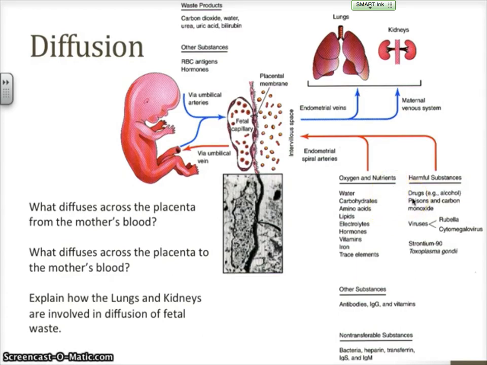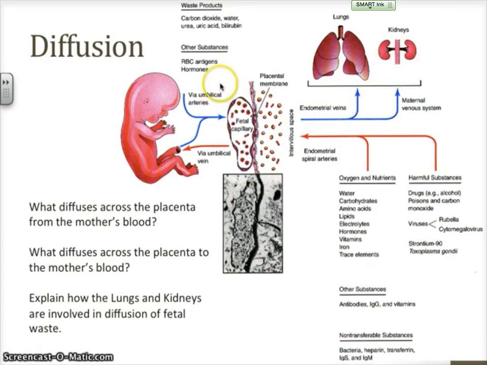Number 2, what diffuses across the placenta to the mother's blood? So what's going from the fetus back to the mother? So let's look at these blue arrows. So they're pointing to the lungs. So thinking about what might come out of the lungs, carbon dioxide, also water might be retrieved from the fetus, urea, uric acid, those are going to be removed by the kidneys. Remember that these materials go back out to the mother, to these organs, and then they're released as if the mother was releasing them for her own body.